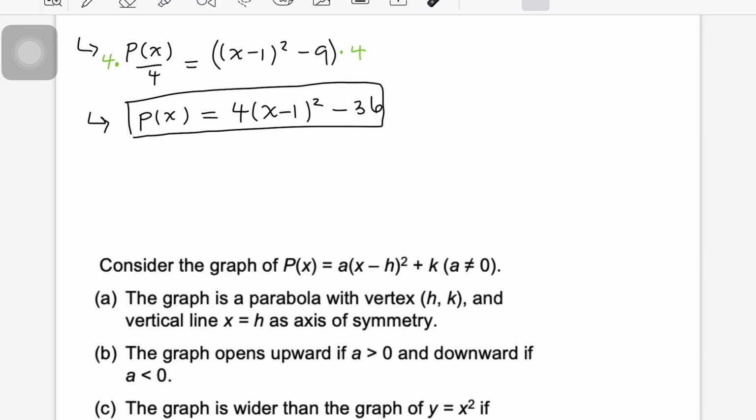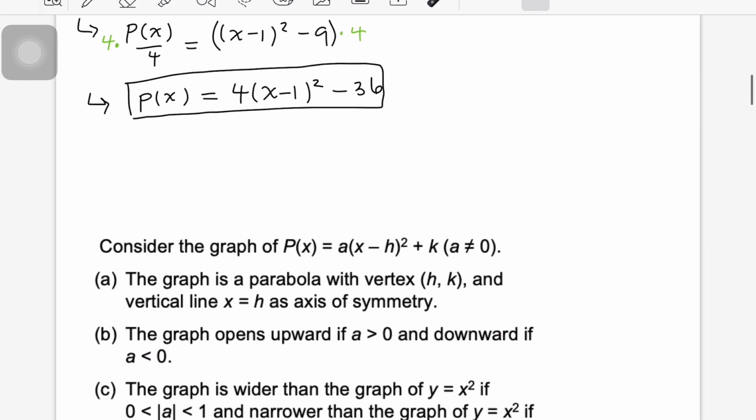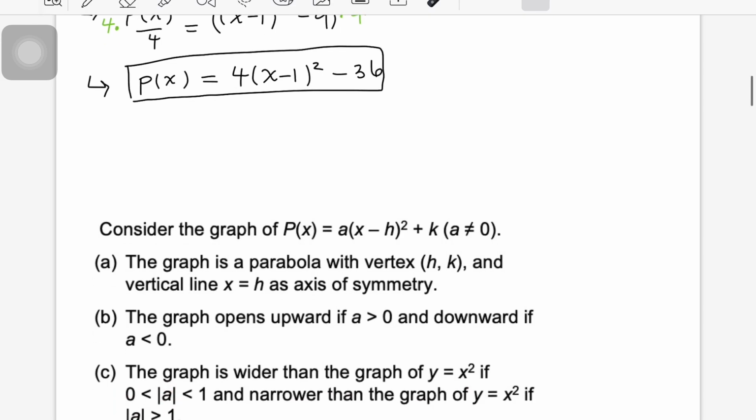So this first observation: the graph is going to be a parabola with this vertex here, (h, k), and the vertical line x equals h is going to be our axis of symmetry. Think of it this way: if we were to fold this graph along this line, we would get exactly two halves. We also will know that the graph will open upward if a is greater than 0 and downward if it's less than 0. And the graph will be wider than our parent parabola if the absolute value of a is between 0 and 1, and narrower if the absolute value of a is greater than 1.